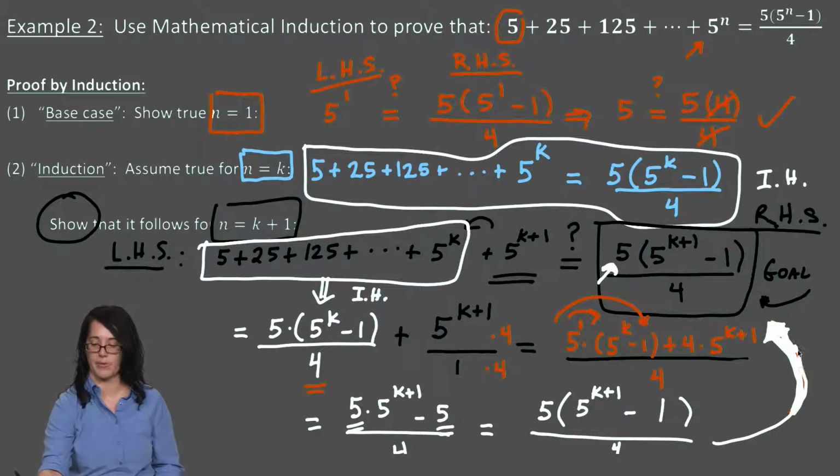Sorry, I get a little paranoid about colors, as you can tell. All right, so this is, in fact, the end of our proof. It is now true for all n.